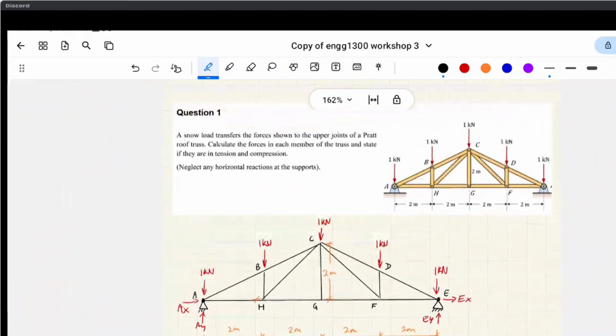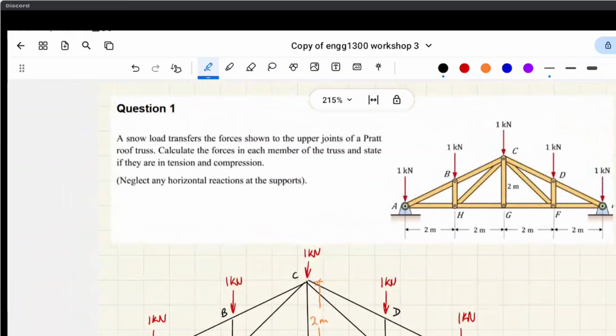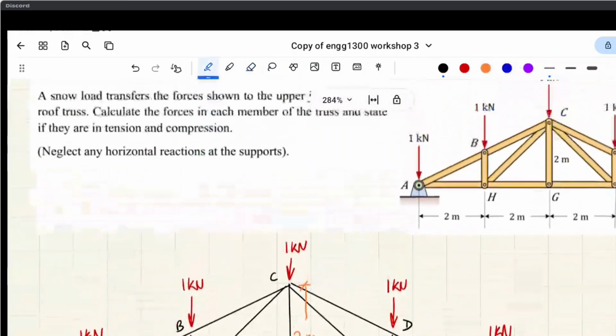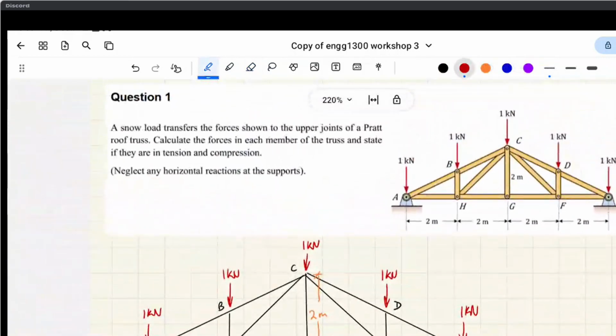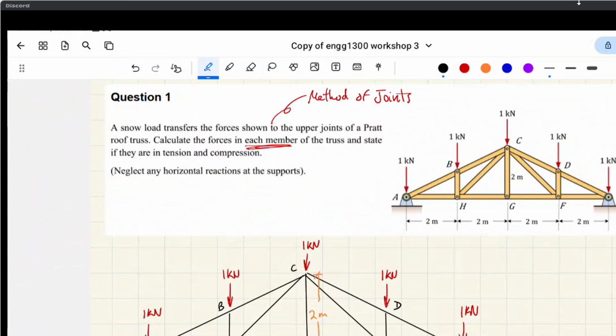So here's question 1, and I've redrawn it down below. I'm going to draw over this one. Let's read the question first. You want to find the objective of the question, and here it says you want to find each member, so that's the method of joints. I'm going to quickly check for questions in the chat. No, we're good. So we're going to be using the method of joints in this question.